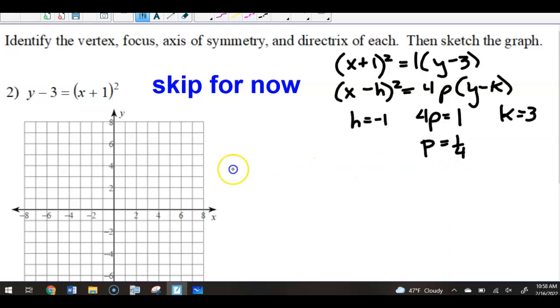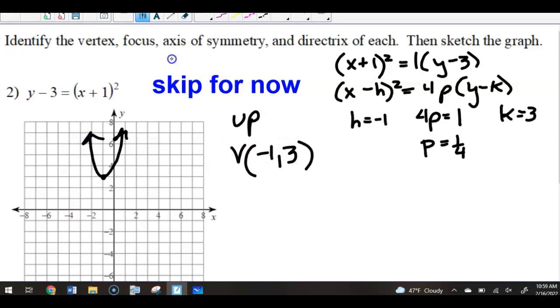All right, so then we're using our reference sheet, and an x squared means it opens up or down, just kidding, up or down. And p is positive, so it's going to open up from a vertex of h, k, which is negative 1, 3. And it's opening up, okay? And remember what I said, when p is really small, it's just going to be super narrow, okay? So if you want to just draw that bad boy, I'm fine with that.